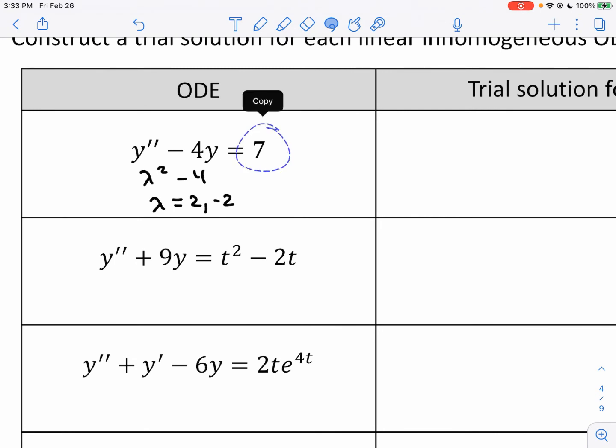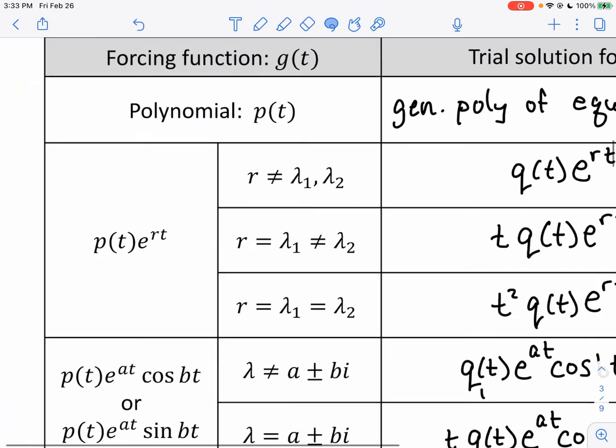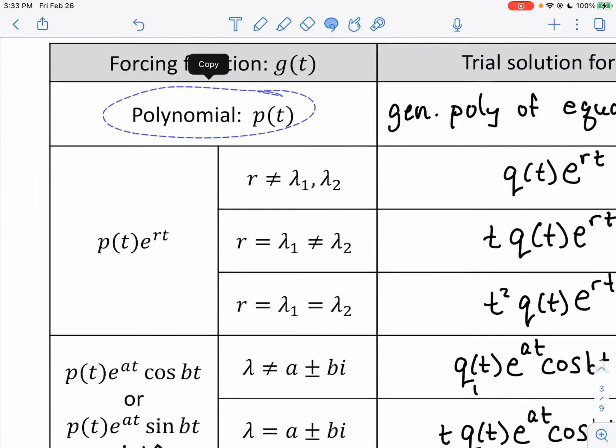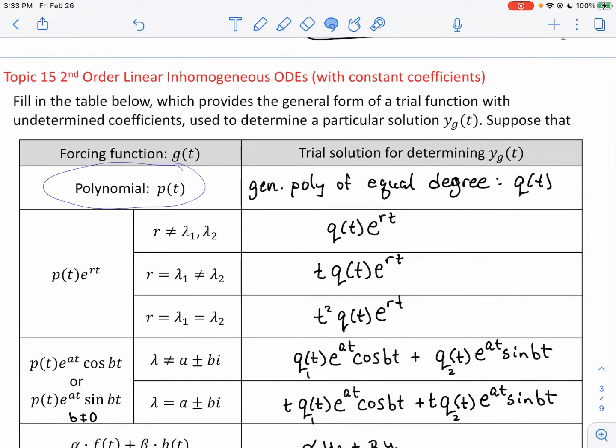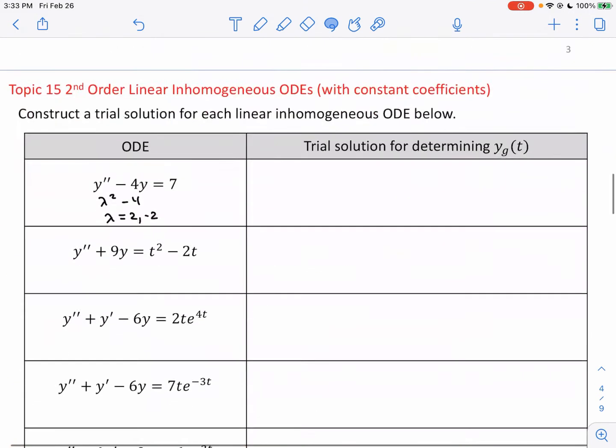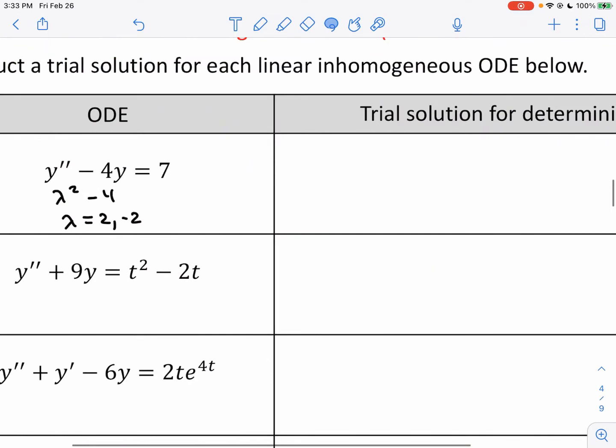Now the other side is a polynomial. It's a 0-degree polynomial. So actually I didn't even have to find the lambdas, because for polynomials we just do the same. We just do this top row. So if you have a polynomial forcing function, then you want your trial solution to be an arbitrary polynomial of equal degree. So this is a 0-degree forcing function.